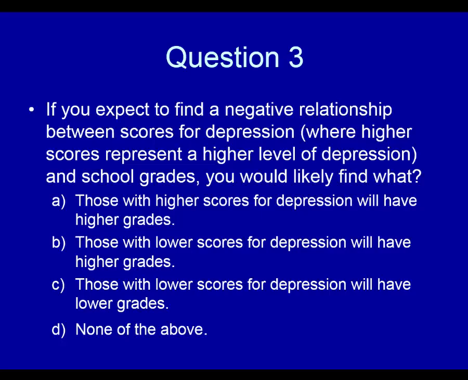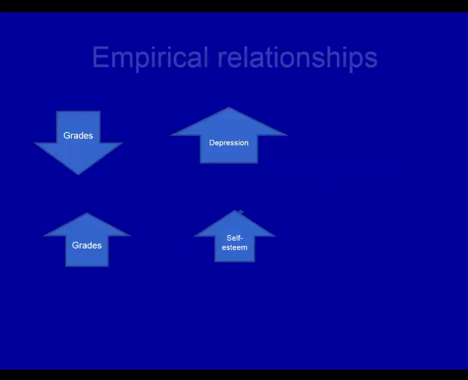Here we are talking about the nature of the empirical relationship, that is, a relationship based on data. You could have a positive relationship, you could have a negative relationship, or no relationship, but we're talking now about the positive and the negative relationship. The correct answer is B. Those with lower scores for depression will have higher grades. That's suggesting that the two are going in opposite directions, therefore it's a negative empirical relationship.